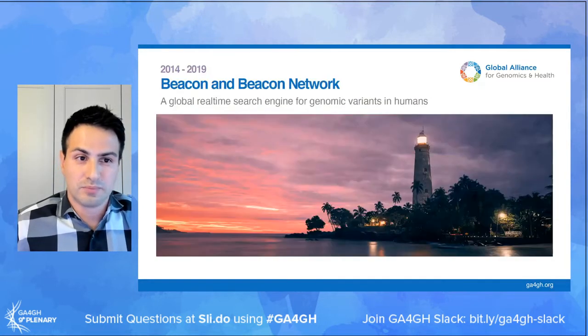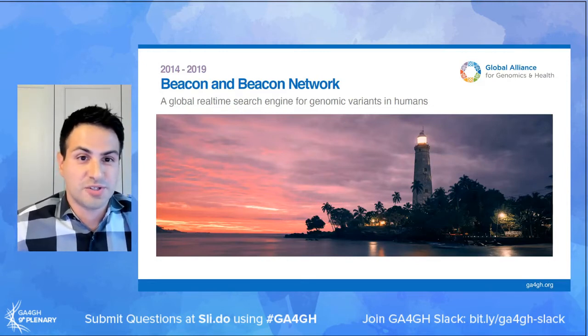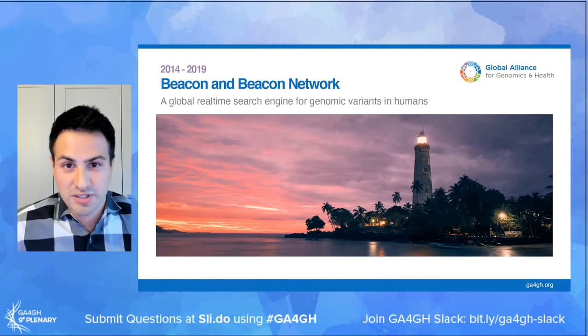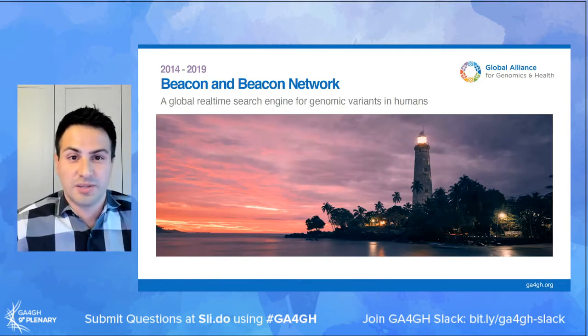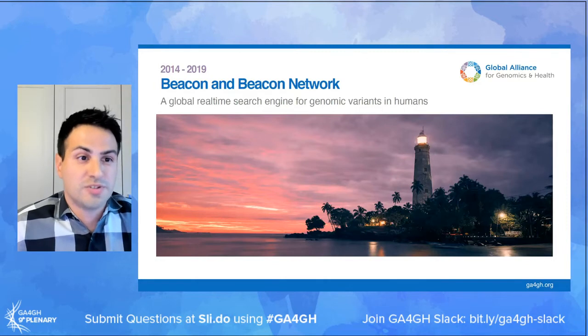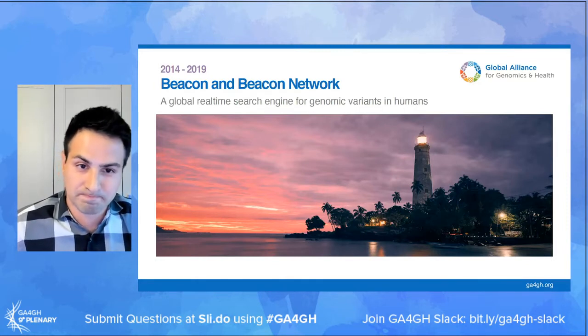Next slide. Before the pandemic, one of the standards that we spent a lot of time on is called Beacon. Beacon's essentially a search engine for genetic variants. It allows researchers to ask the simple question, do you have samples with this genetic mutation? Yes or no? And that simple form of sharing has proven to be quite successful. There are now hundreds of beacons sharing data from millions of human genomes using this method.